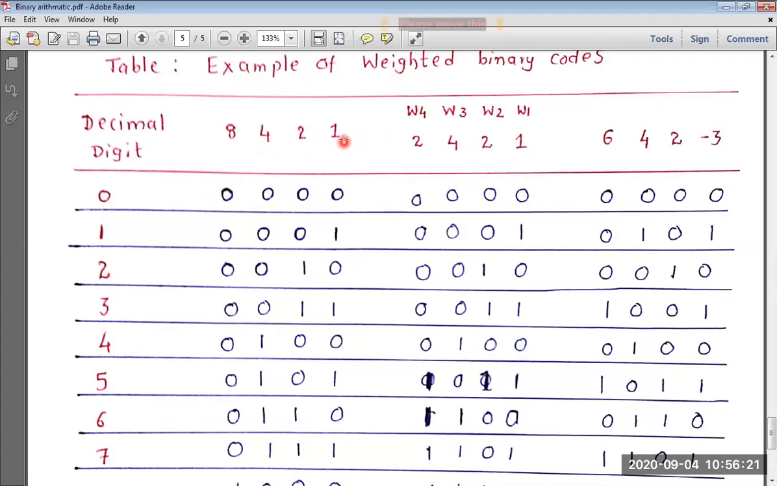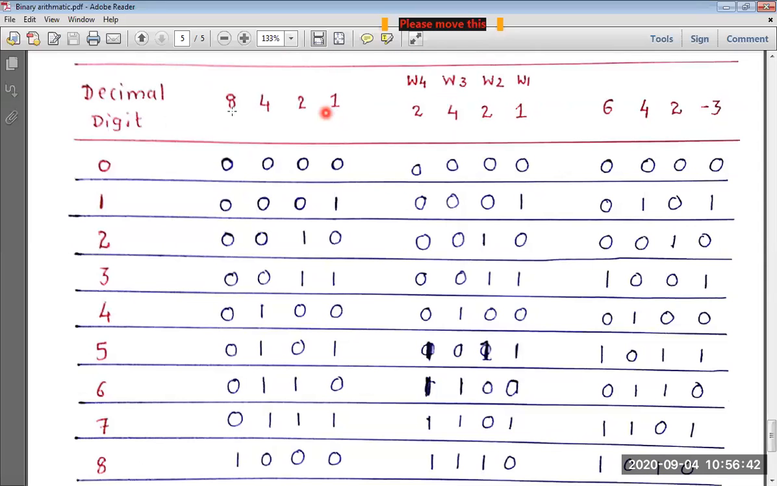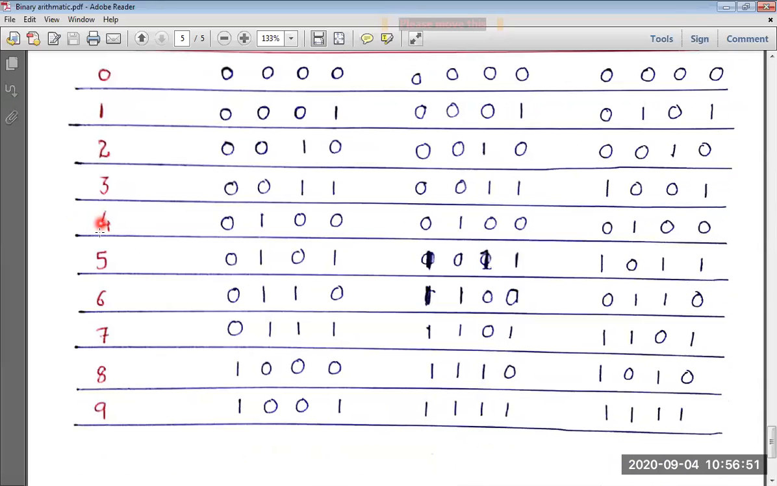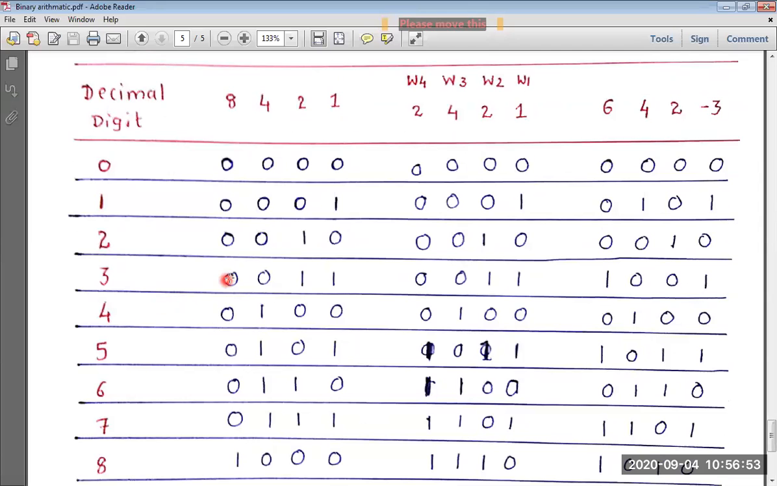Means this 1 is the weight associated with the first digit, this 2 is the weight given to the second digit, this 4 is the weight given to the third digit, this 8 is the weight given to the fourth digit. Now let's see how a number is formed in this 8421 code. This is called 8421 code. Each one of these numbers here are 8421 codes equivalent to decimal given in this first column.